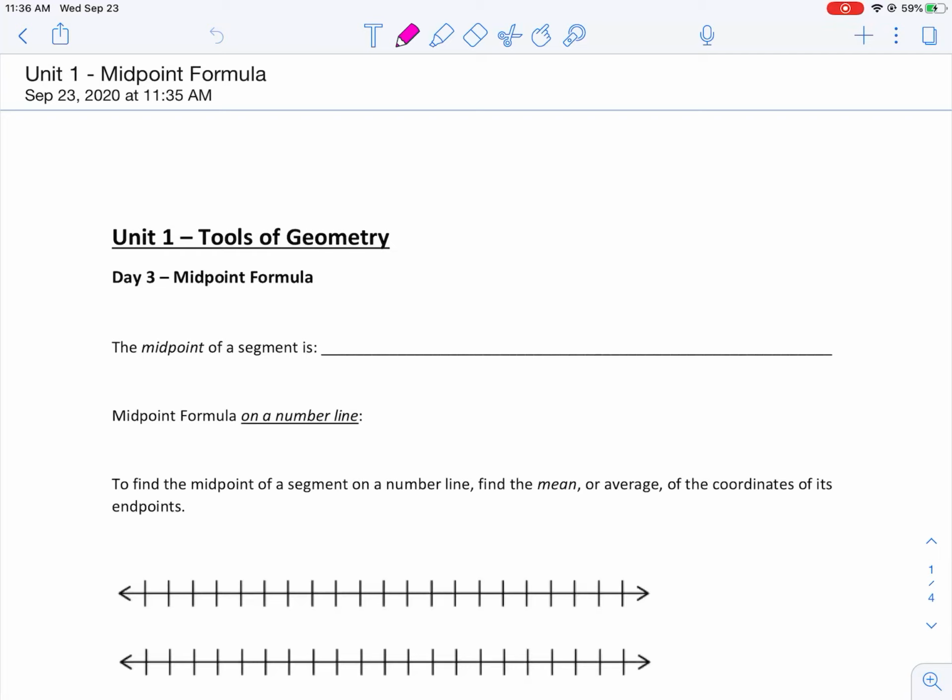Well, the midpoint of a segment is the point halfway between the endpoints of the segment. Okay, so the midpoint of a segment is the halfway point between the two endpoints.